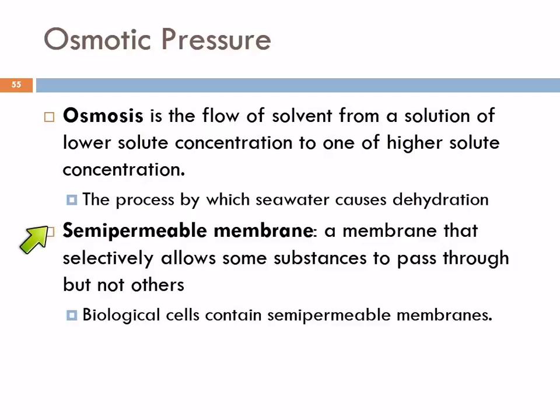A semi-permeable membrane, if you're not familiar with it, is partially permeable. It allows some things to pass and not others. Biological cells contain lots of different semi-permeable membranes. Generally, it'll allow the small particles to pass and not the larger ones. So water will go through, but solutes will not.